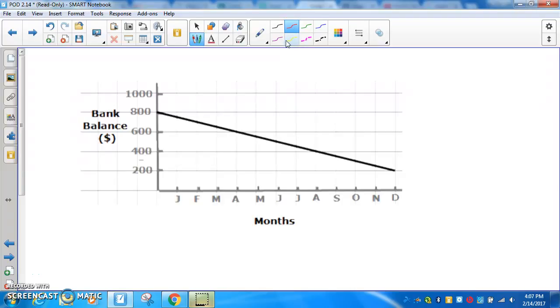This section is over slope. Now there's a lot of different questions over slope. I hope you realize that slope by definition means rate of change or the steepness of a line. Typically we write slope as a fraction, the change in y over the change in x, or just the rise over the run. In this graph right here, I'd like to give you the opportunity to find slope.